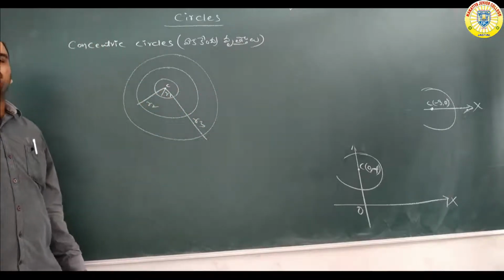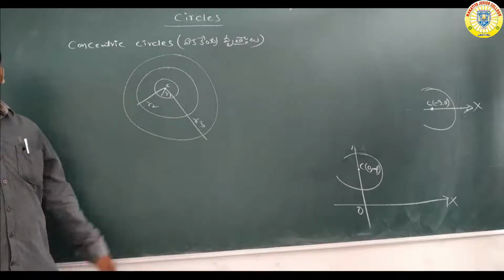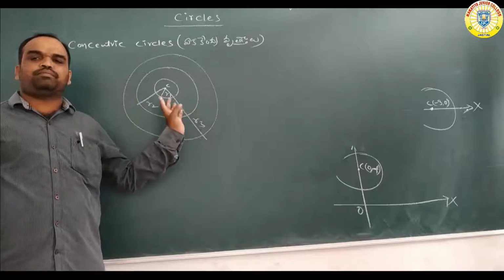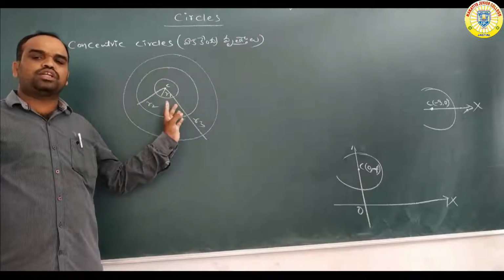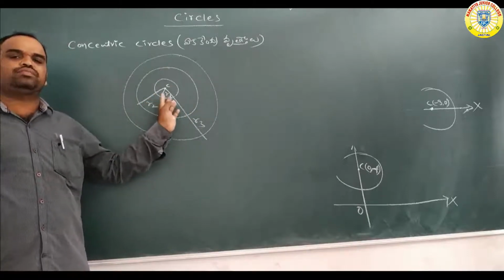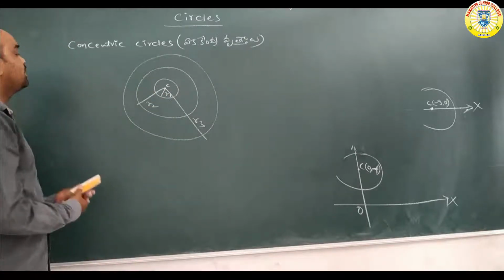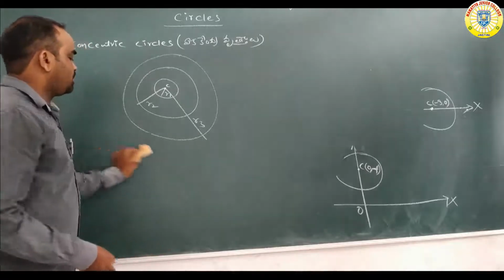Two or more circles are said to be concentric if they have the same center. Understand? So the center of the two circles is the same. Then the circles are called concentric circles. Next one.